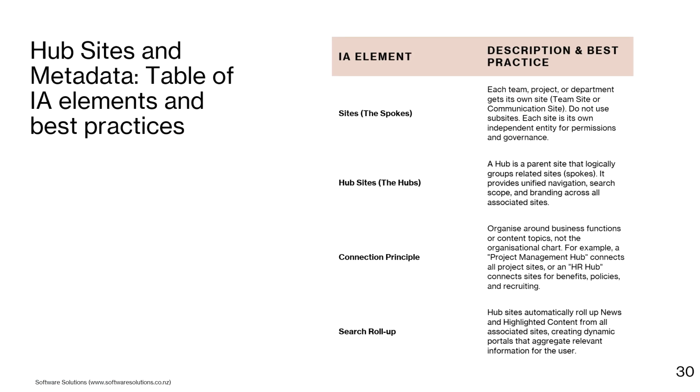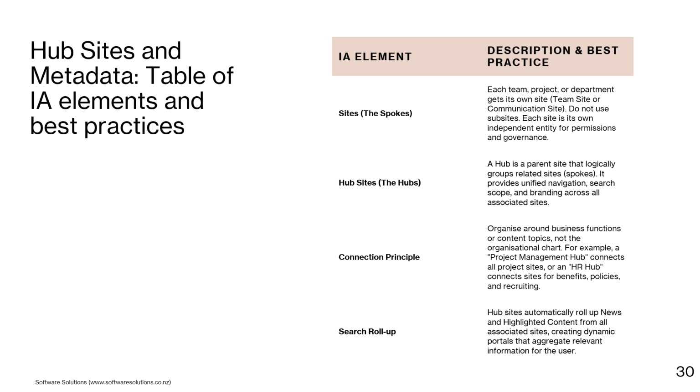Hub sites and metadata. Let's have a look at information architecture elements and best practices. Okay, so the first element is sites. These are the spokes. Each team, project, or department gets its own site. Do not use subsites. Each site has its own independent entity for permissions and for governance.